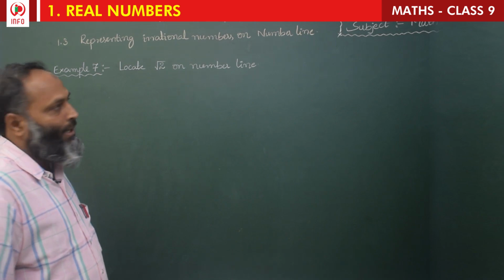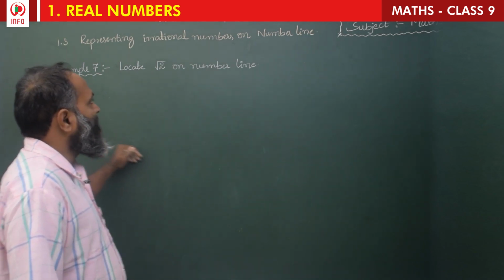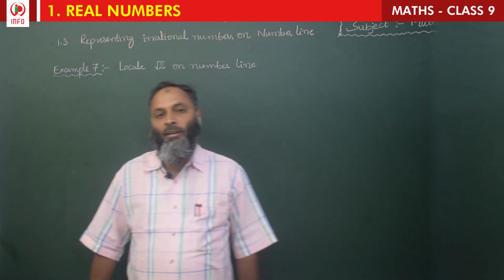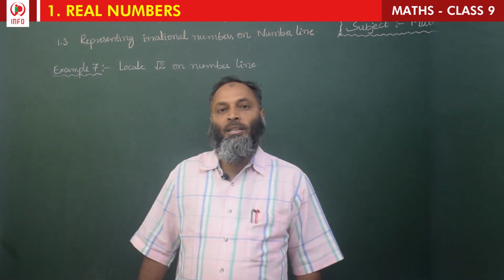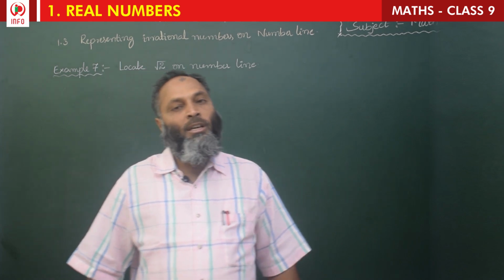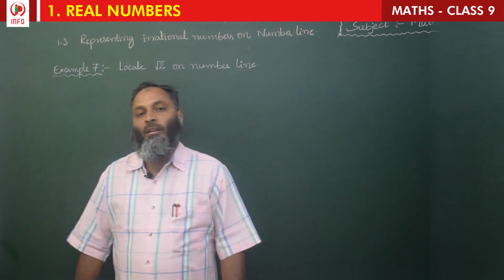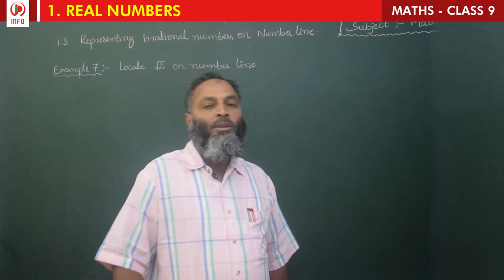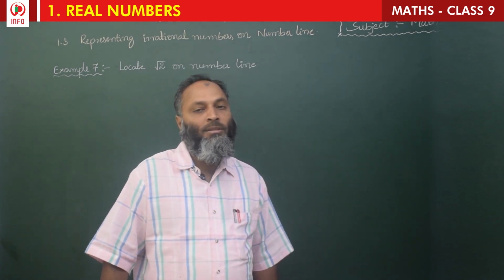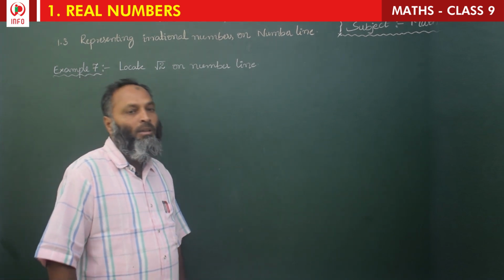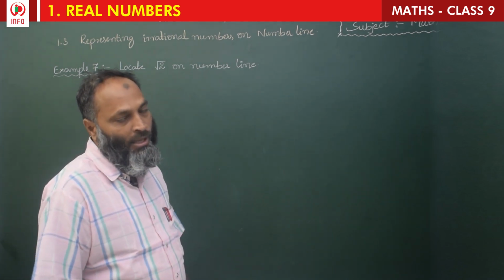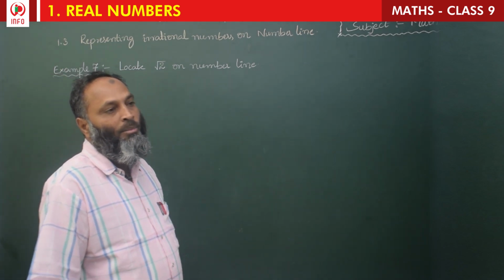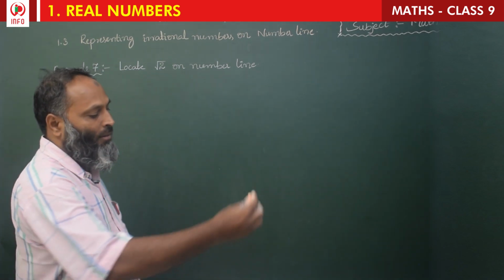Now students, our next concept: representing irrational numbers on a number line. How to represent irrational numbers on a number line? Before, we discussed finding an irrational number between two given rational numbers, and also how to represent rational numbers on a number line. Can root 2 be represented on a number line? Yes, we can represent root 2, an irrational number, on a number line. Then how to represent an irrational number on a number line?